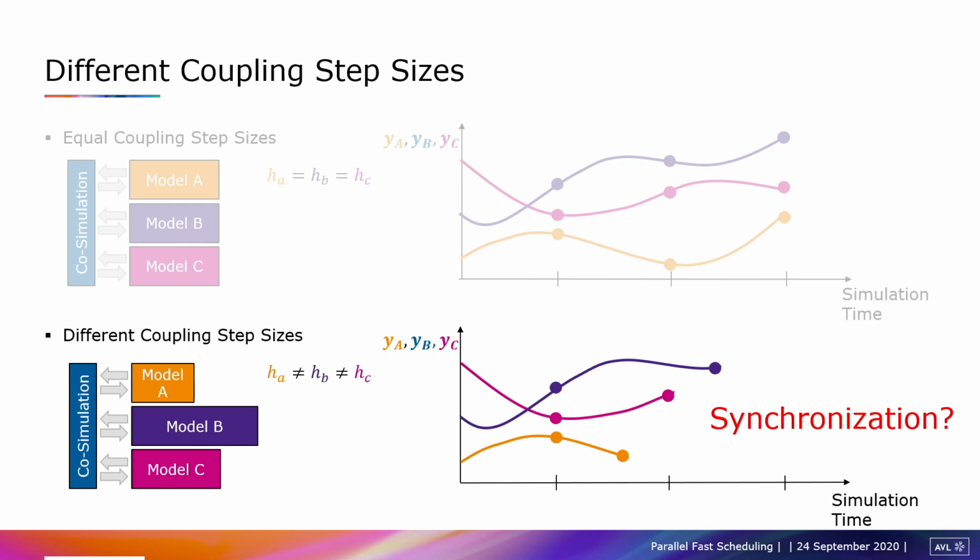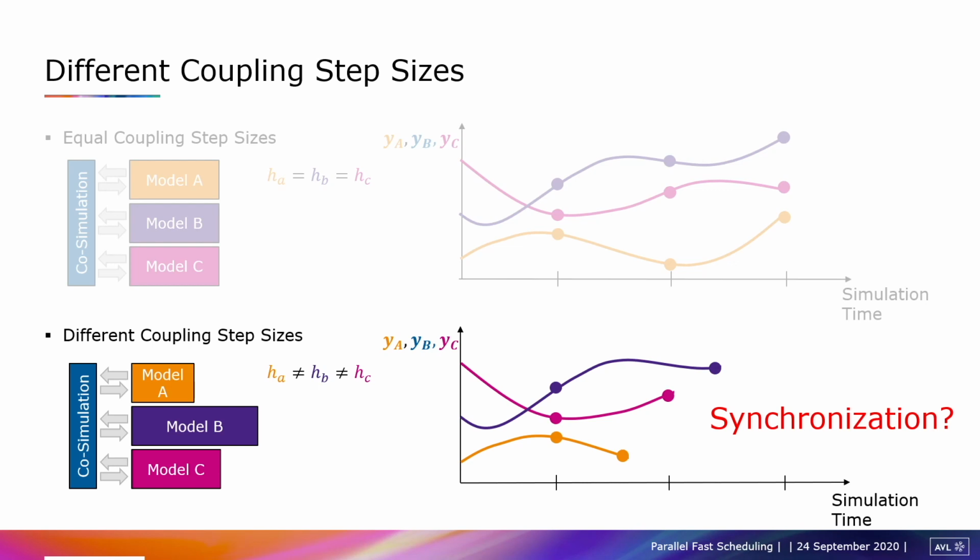However, why should we use different coupling step sizes when this makes the coupling more complicated? Typically, the coupling step size goes hand in hand with the dynamics of the submodels. That means submodels with a high dynamic have small coupling step sizes and submodels with low dynamic have larger step sizes. If we couple submodels with different dynamics, we could force the low dynamic system to use small step sizes, to have equal step sizes in the coupling.